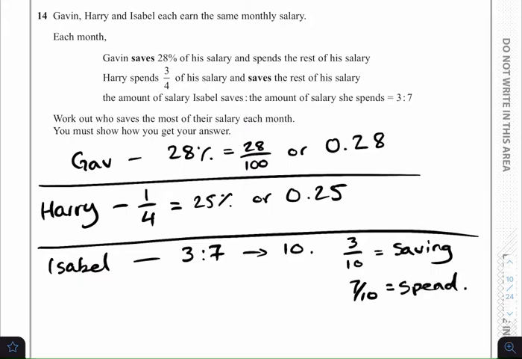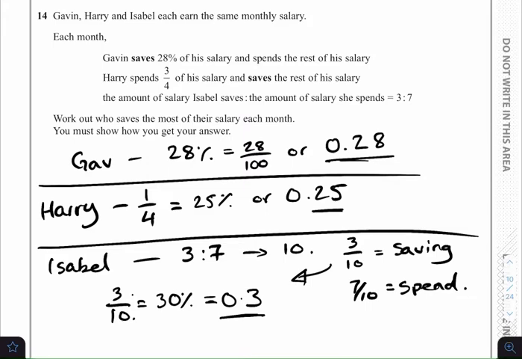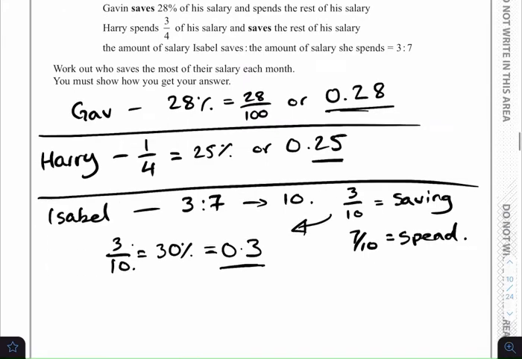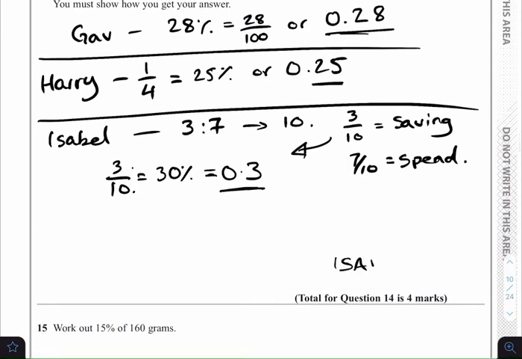So what we can do here is convert this how we've converted the rest. So 3 over 10 is the same as writing 30%, because if you multiply the top and bottom by 10, you get 30 over 100, and fractions of 100 are the same as writing it as a percentage. And then you can also write 30% as 0.3 here. So if you compare the savings of each person, you can see that Isabel saves the most of her salary. So the answer here is Isabel.